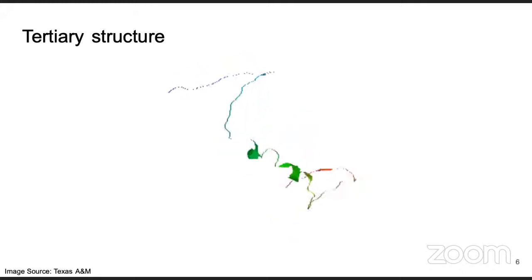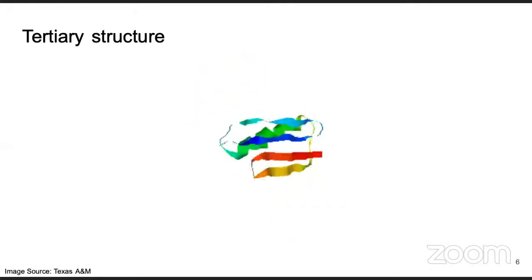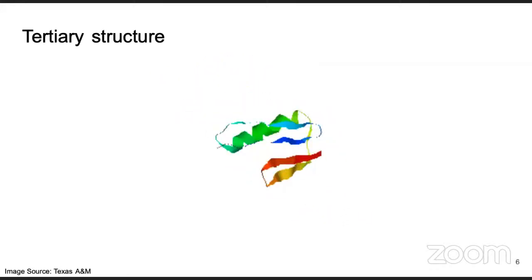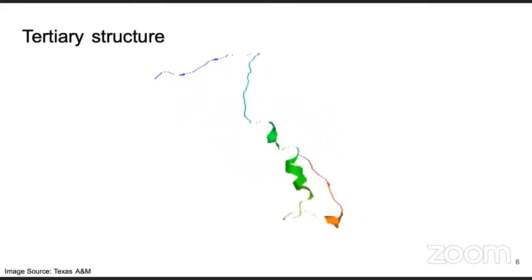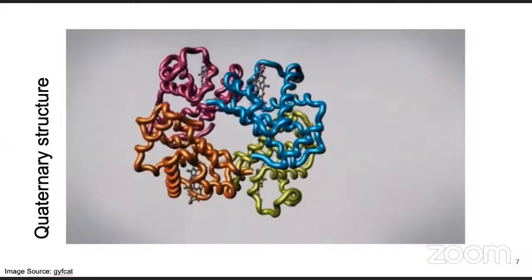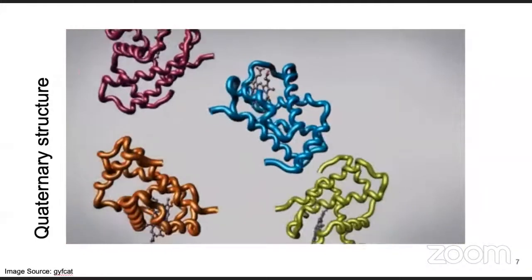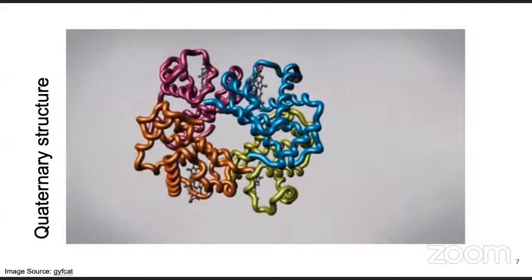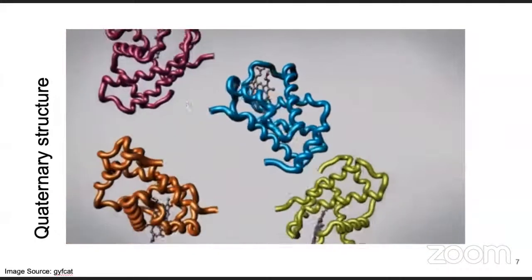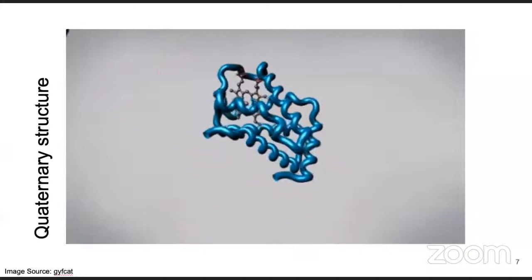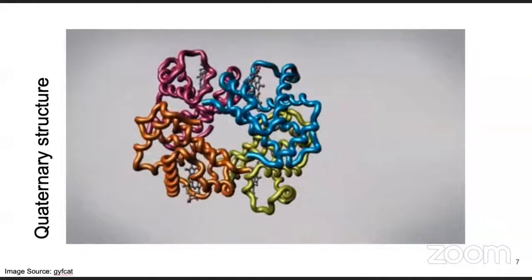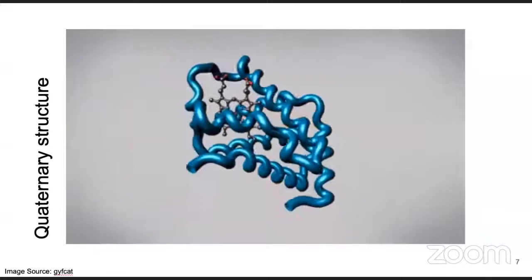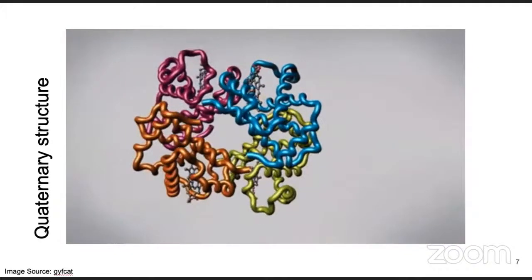So once the protein structure folds, you may have the case where one protein structure comes together with a couple of other protein structures. In this case, you're looking at hemoglobin, which is a tetramer. So it comes together from 4 units, and now this state is called the quaternary structure.